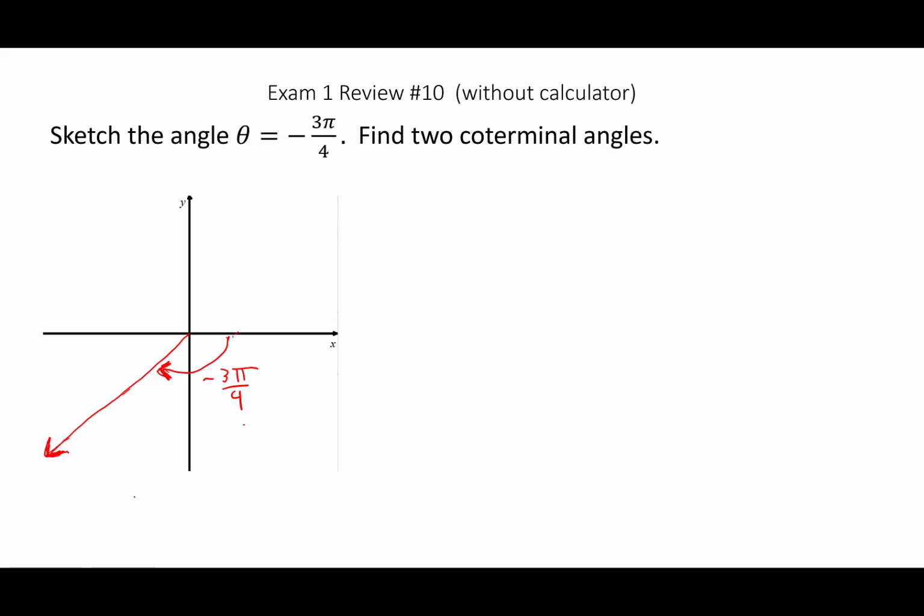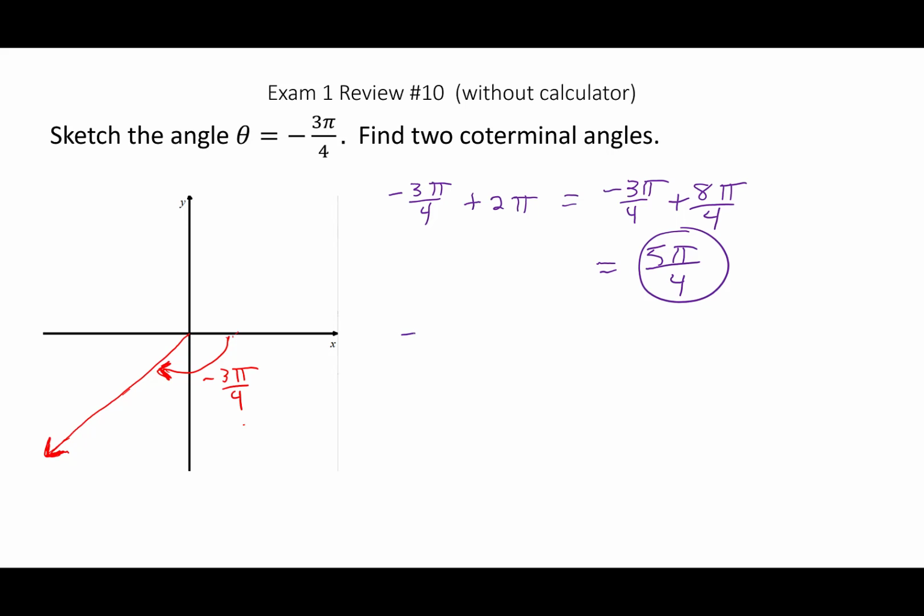So to find the first coterminal angle, let's take negative 3 pi over 4. If we go a positive 2 pi radians from the negative 3 pi over 4, we would have the angle of negative 3 pi fourths plus 8 pi over 4. And we would simplify to write that as 5 pi over 4. So one coterminal angle would be 5 pi over 4.